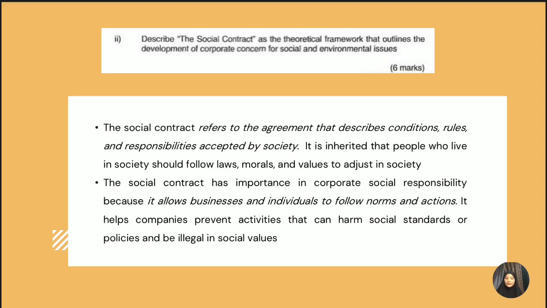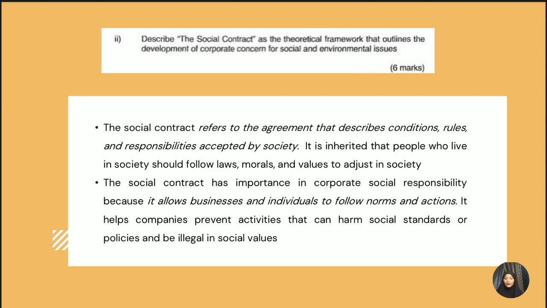The question is: describe the social contract as the theoretical framework that outlines the development of corporate concern for social and also environmental issues. Okay, for the answer, the social contract refers to the agreement that describes conditions, rules and responsibilities accepted by society. It is inherent that people who live in society should follow laws, morals and also values to adjust in society.